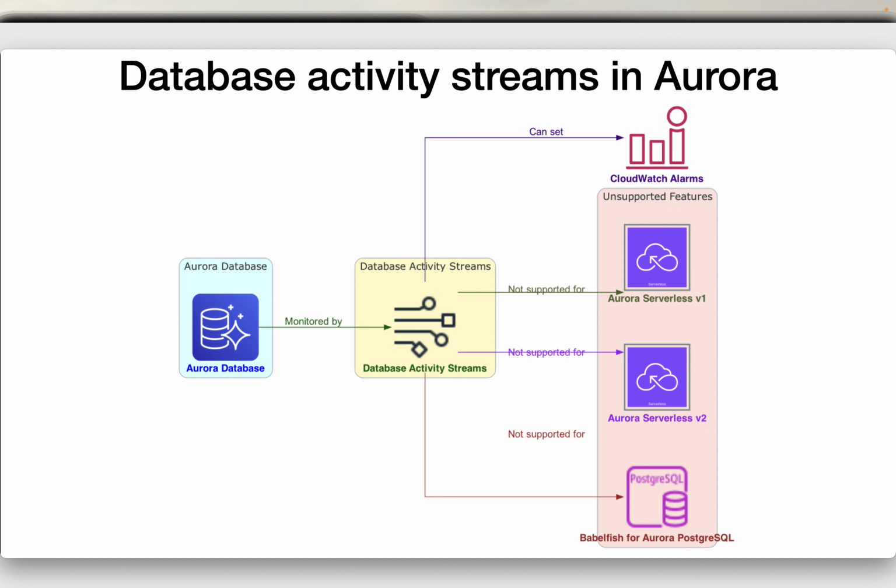Okay, next one is database activity streams in Aurora. By using database activity streams in Aurora, you can monitor and set alarms for auditing activity in your Aurora database. Database activity streams are not supported for the following features. There are some features which are mutually exclusive. These are Aurora Serverless V1, Aurora Serverless V2, and Babelfish for Aurora PostgreSQL. But otherwise, this feature can be used in general.